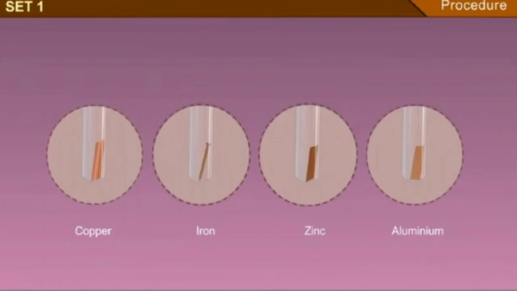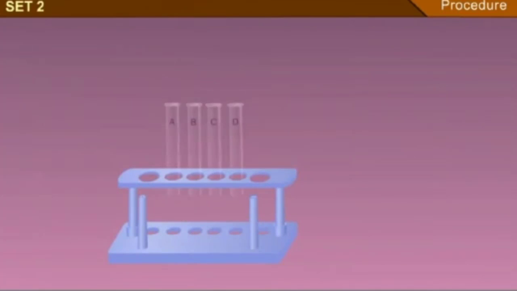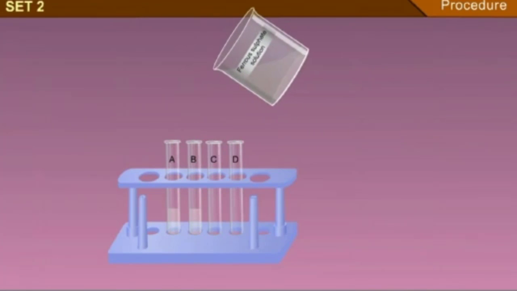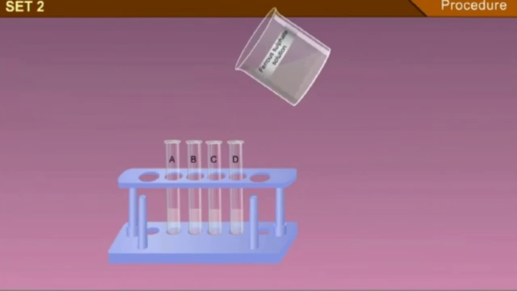Conclusions: 1. Copper is the least reactive metal. 2. Iron, zinc and aluminium are more reactive than copper. Set 2. Wash the test tubes A, B, C and D with water. Pour 5 cc of ferrous sulfate solution in each of the test tubes.